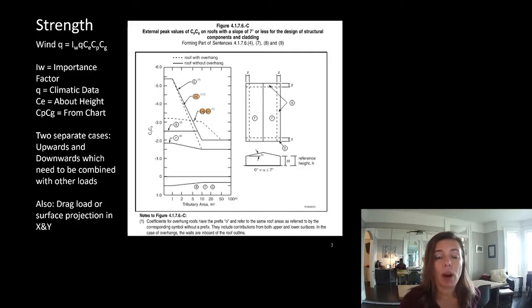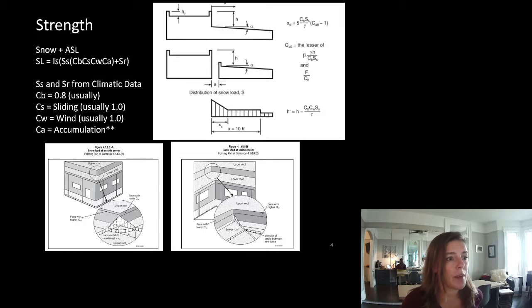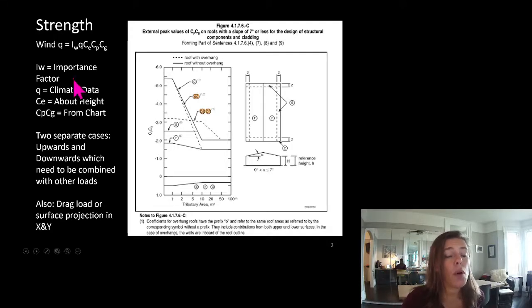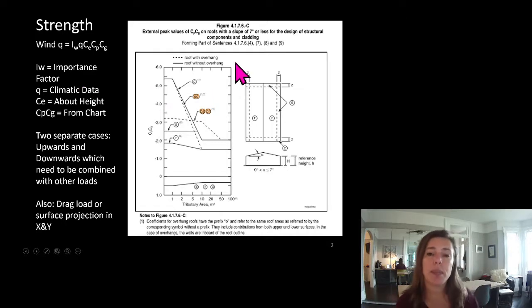Wind is a big part of canopy designs. Actually, I'm going to do the wind first. Wind for elements is slightly different than for the building overall. We've looked at guards where we have a freestanding wall wind load design. For roofs, which canopies are usually considered kind of in the roof subset, we have a specific graph for looking up our CPCG. Now CPCG, that CG part is our gust factor. So it's built into our criteria or into this graph.